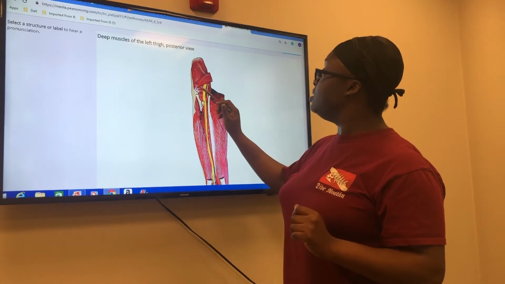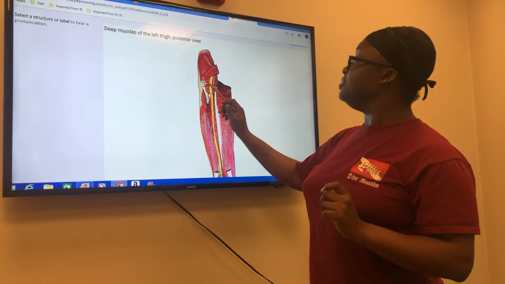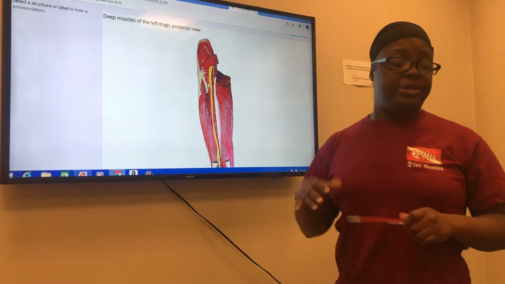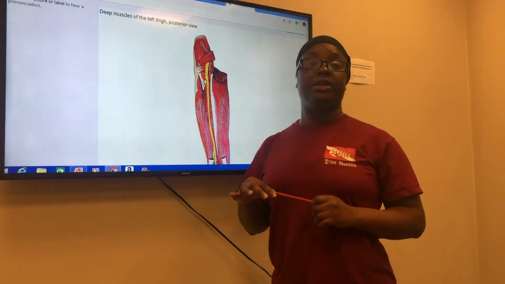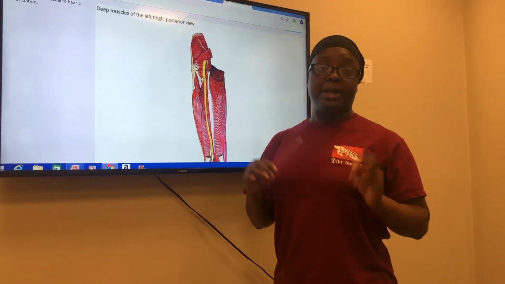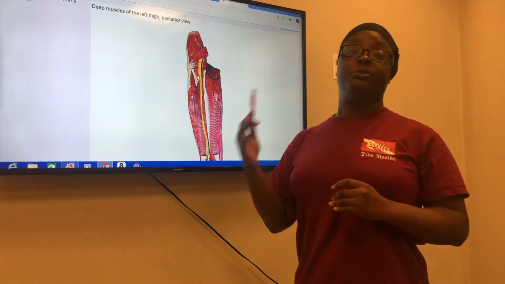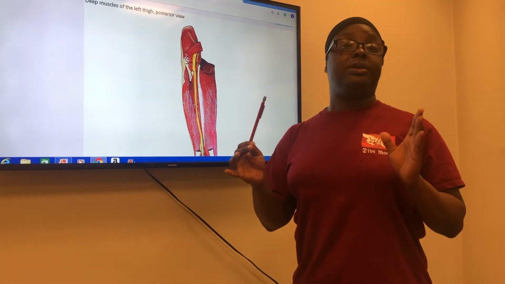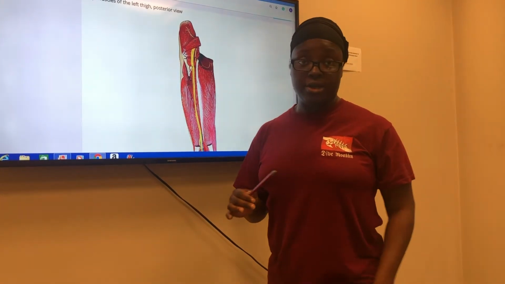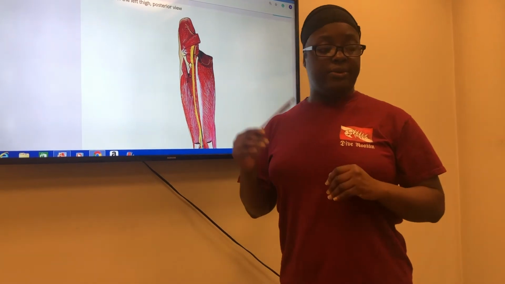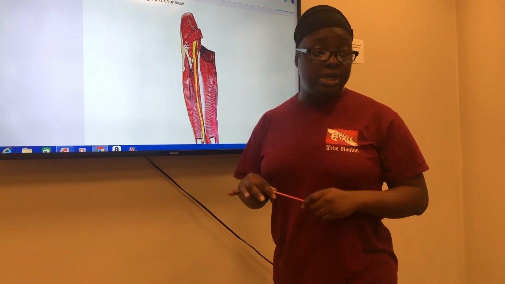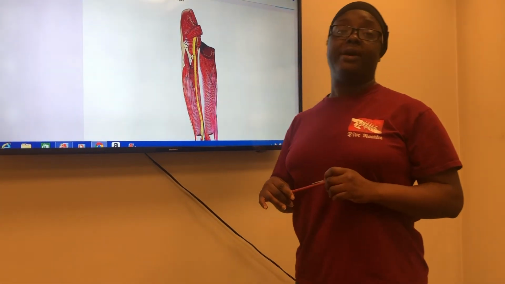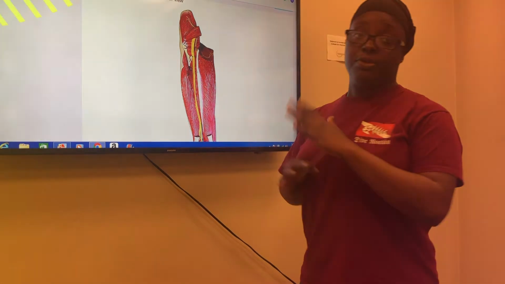The gemellus superior and the gemellus inferior. The gemellus superior originates at the ischial spine. The gemellus inferior originates at the ischial tuberosity. The actions are they rotate and extend the thigh laterally. The insertion is in the greater trochanter of the femur, and the nerve is L5 and S1, both.